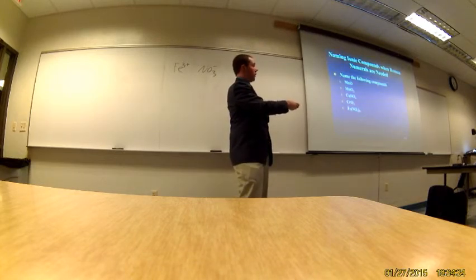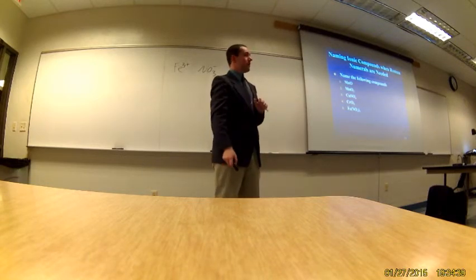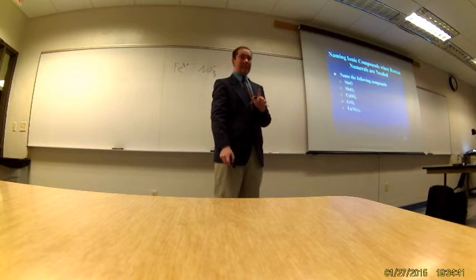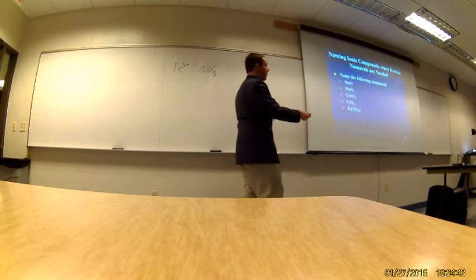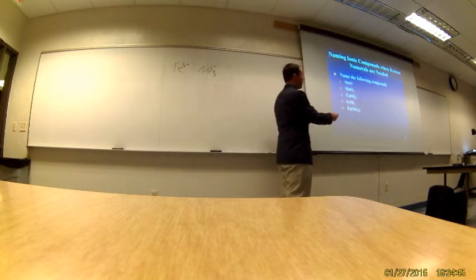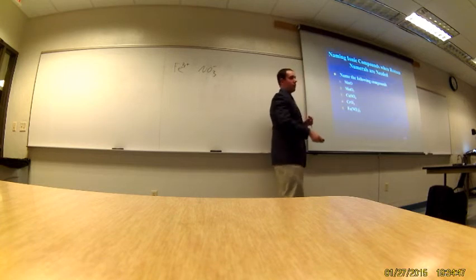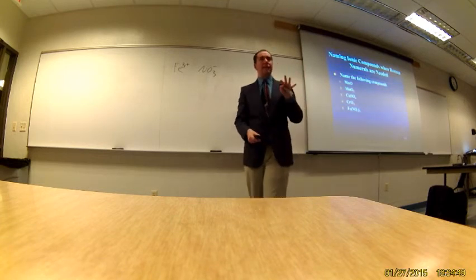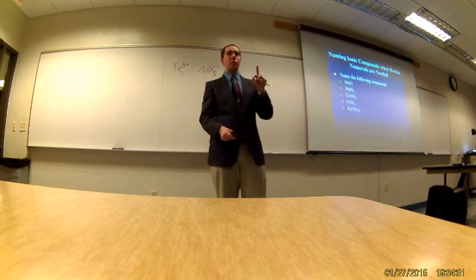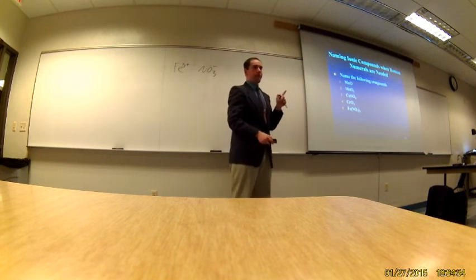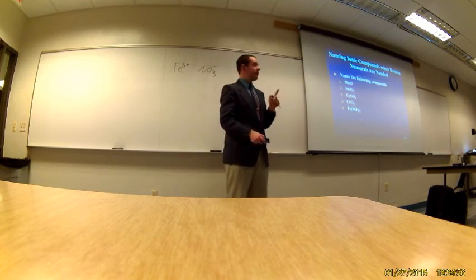Chromium can have multiple charges. What's the name of that? Chromium 6 oxide. Remember, again, oxygen is minus 2, and there are 3 of them. So we have a total of minus 6 and we have to cancel it with 1 chromium. So that chromium has to be +6.